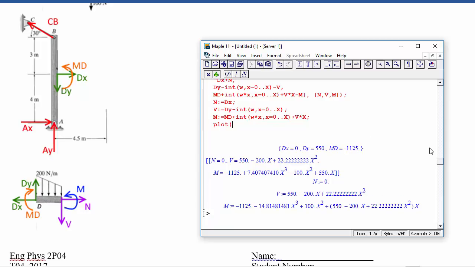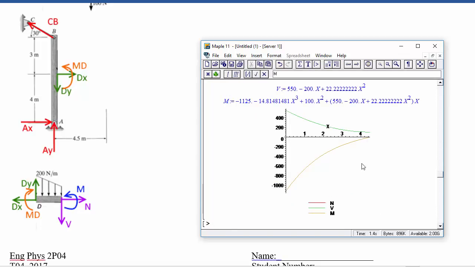So now we can plot them. And we're going to be saying from x is 0 to 4.5, and we're going to add in a legend just to say what symbol is what. Okay, so you notice n doesn't show up at all because it's just 0. V is this one, and m is that one up there at the bottom.